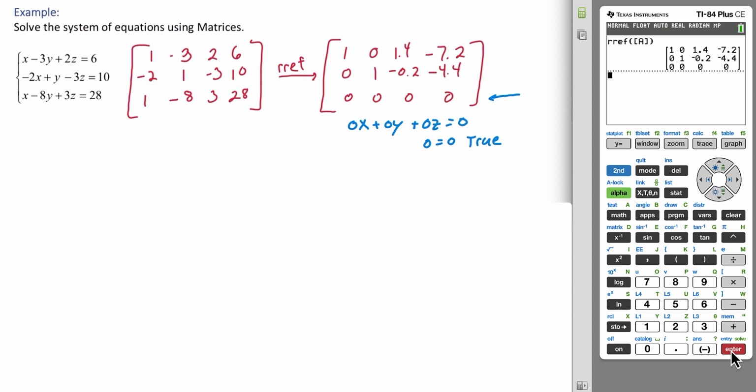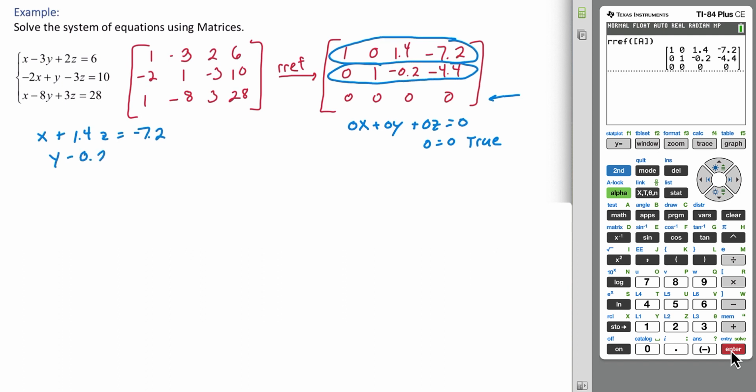The way to answer this now is to go to the top two equations and rewrite these. So this first row we can translate back to x plus 1.4z equals negative 7.2. And then the middle row is y minus 0.2z equals negative 4.4.